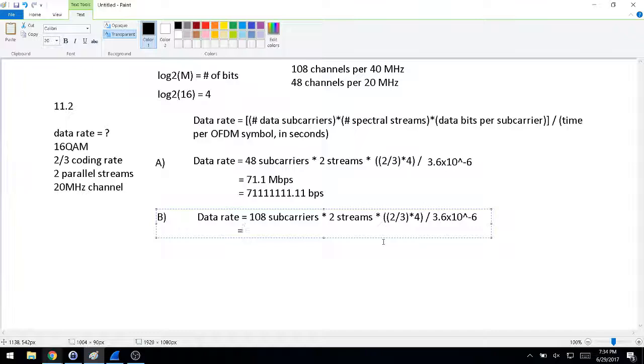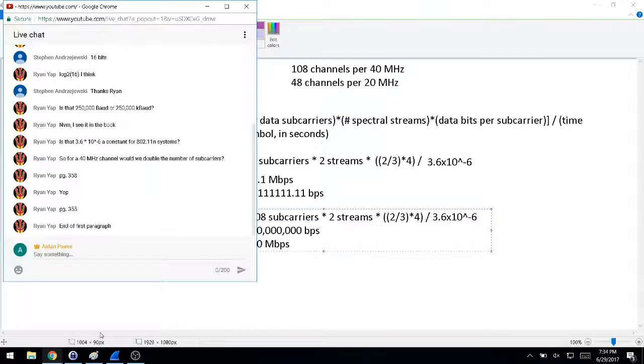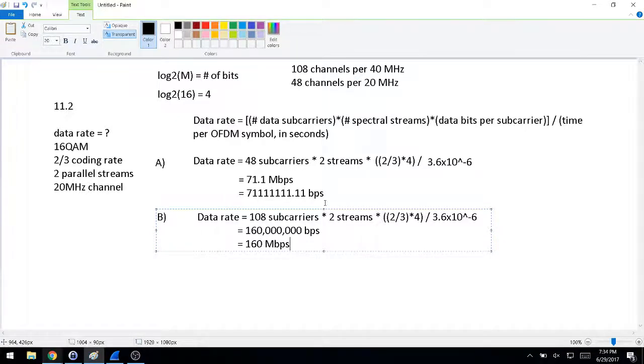And so that equals, and if we calculate it out, 108 times 2 times, and be careful with your parentheses or you'll get something different. And doing it like this, we get 160. I'll just write out the full number first, 123 bits per second, or in reasonable terms, 160 megabits per second. And so again, thanks to Ryan's sharp eyes and more efficient book hunting than I, we've found our answer.